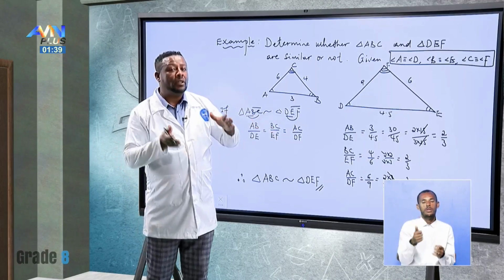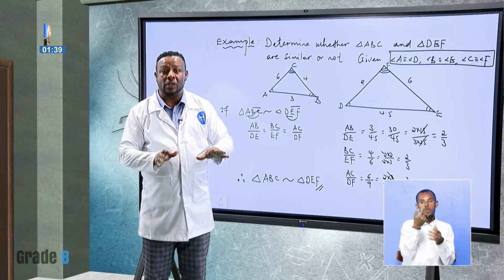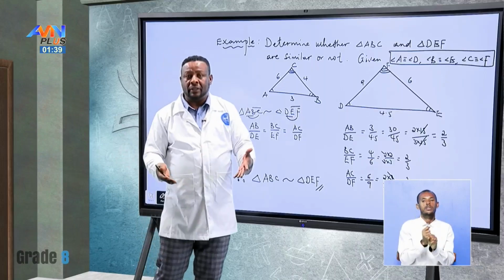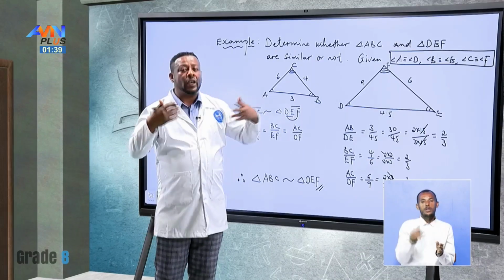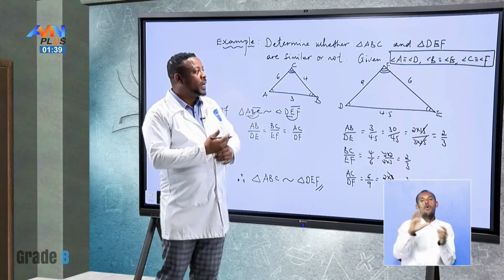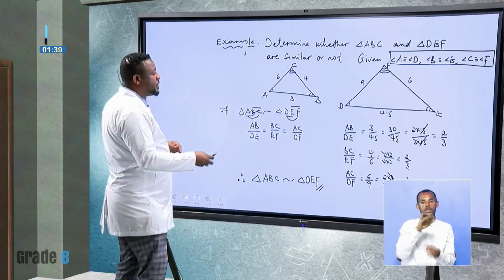Okay? This principle is not only for triangles, it works for any polygon, right? So any polygon should satisfy those two conditions to be similar. So let's see another example.